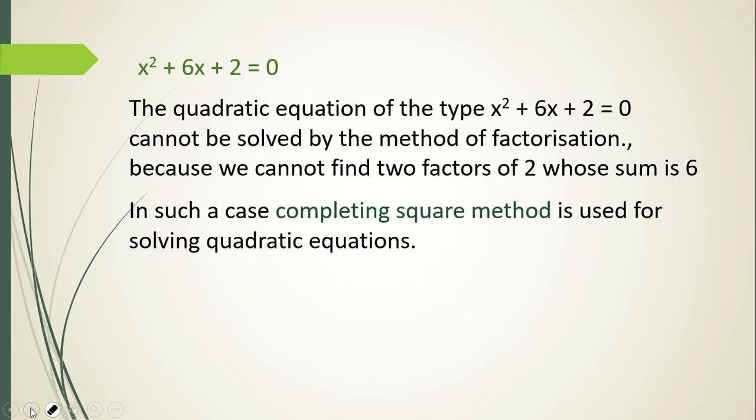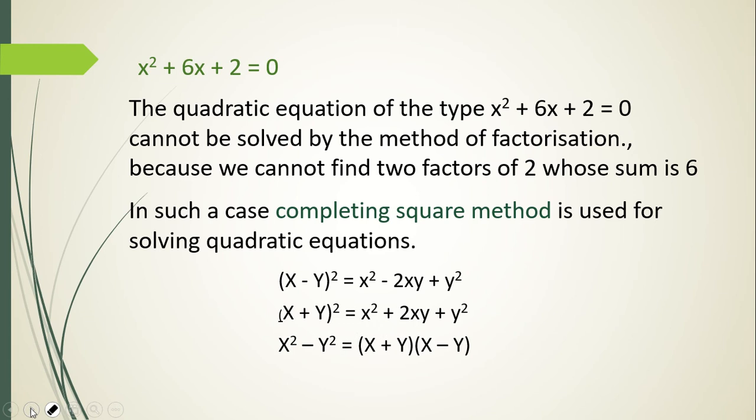Here we are going to take help of the identities. These formulas you are familiar with, since 7th standard you are learning them. x minus y the whole bracket square, the expansion is x square minus 2xy plus y square. And x plus y the whole bracket square, the expansion is x square plus 2xy plus y square. And x square minus y square is equal to x plus y in one bracket and x minus y in the other bracket. These are also called identities and very important formulae. We will make use of them.